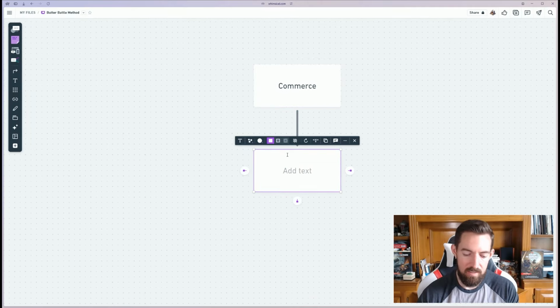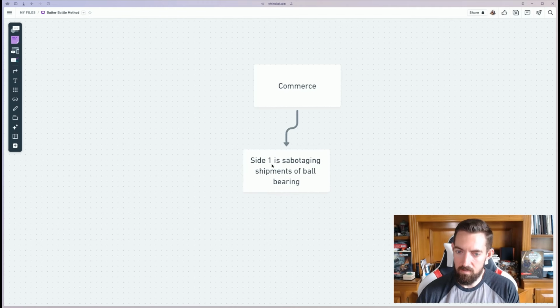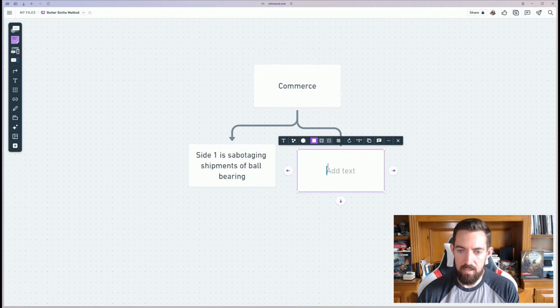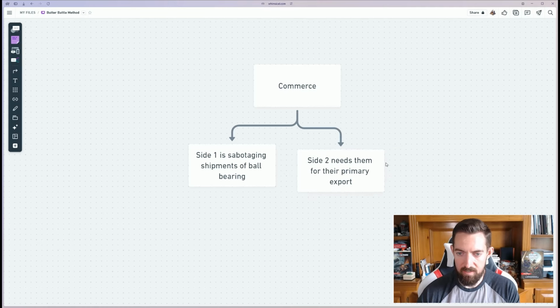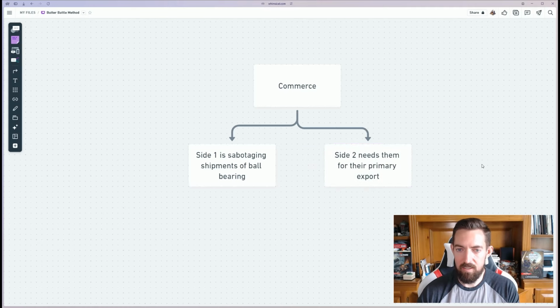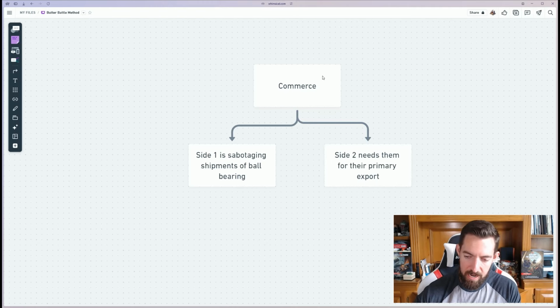Side one is sabotaging shipments of ball bearings from the Biggle Bros. So the Biggle balls are just kind of going all over the place. You have side two needs them for their primary export. Who knows what that is? But by having this situation where you're affecting commerce, you're affecting everything within that city, you're affecting the ability to get more food. There are a lot of different pieces that you can start to break apart here because you have a living, breathing city that has needs.